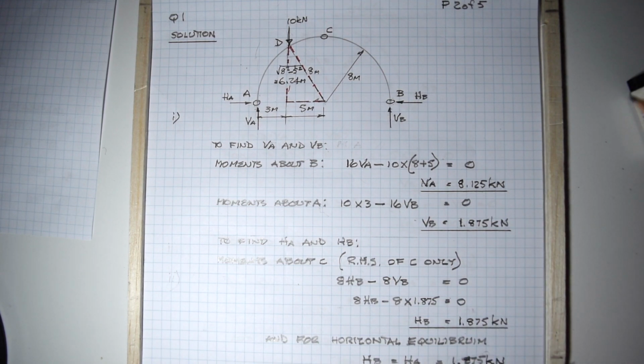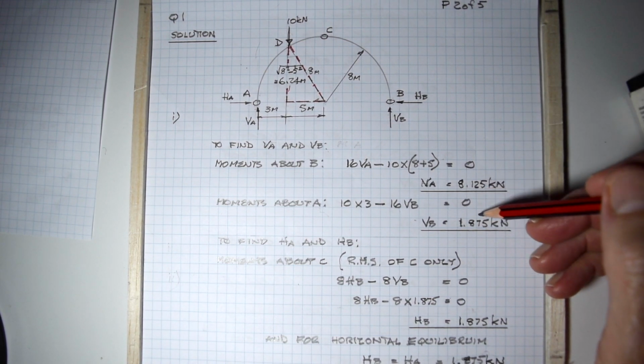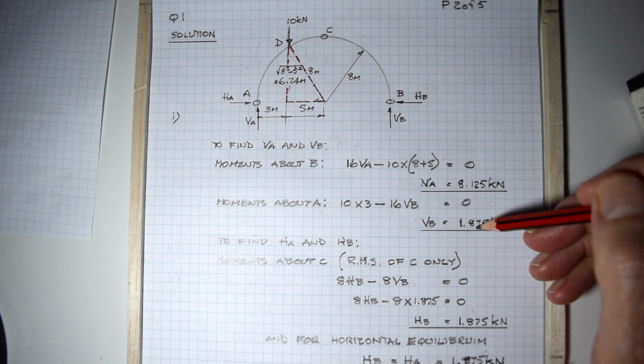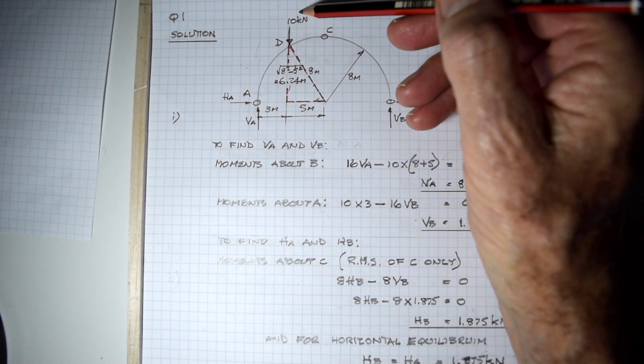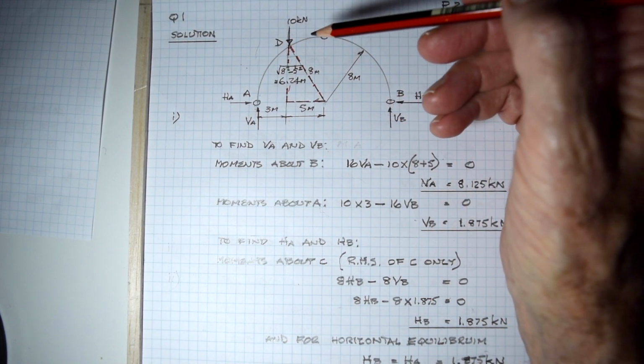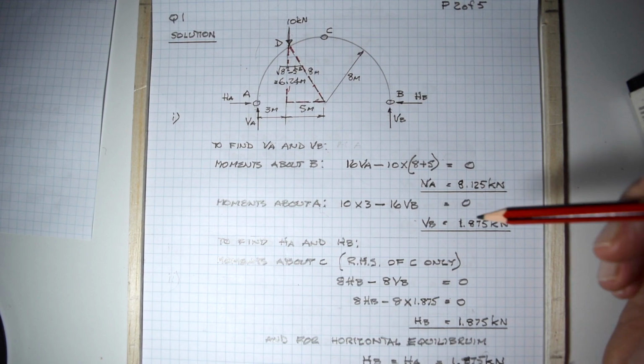And I take it you can all see that if you added these 2 together, they total 10 kilonewtons. So the 2 vertical reactions in total equal the imposed load on the arch. And that's important. We now have vertical equilibrium.